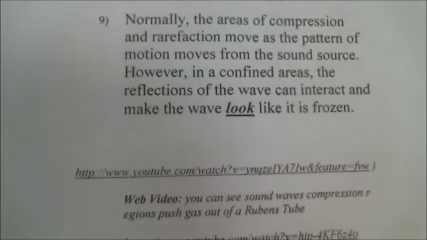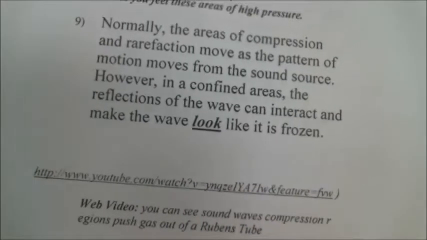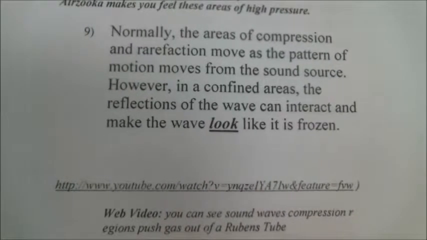Number 9. Normally, the areas of compression and rarefaction move as a pattern of motion moves from the sound source. However, in confined areas, the reflections of the wave can interact and make the wave look like it's frozen. And the result of that is something kind of interesting called a Rubens tube. And I have another video, this time of Mythbusters, showing a Rubens tube.